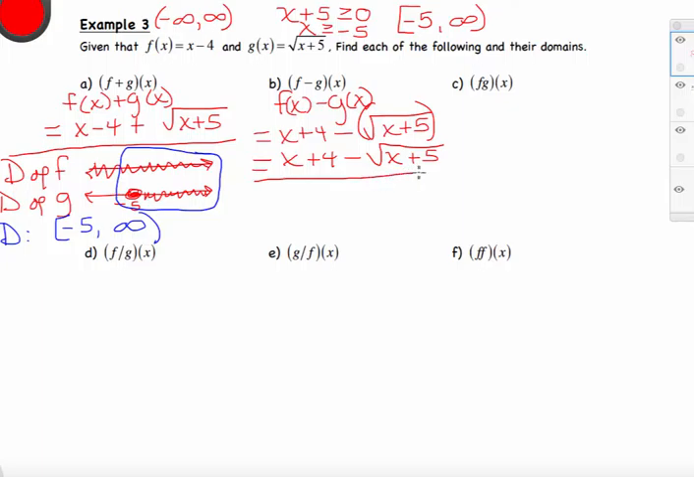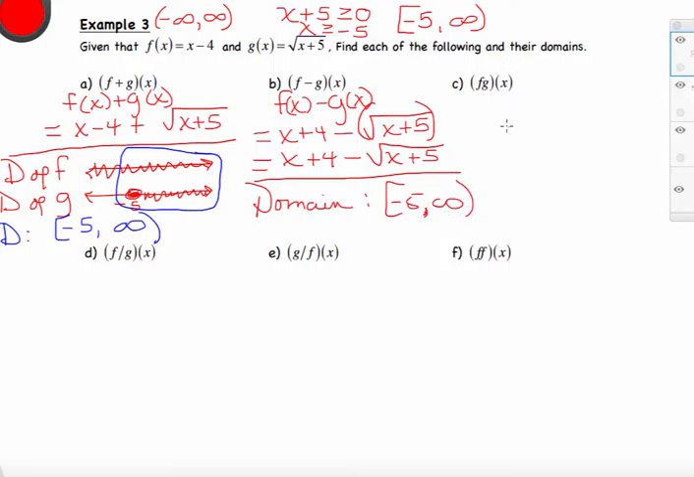and that's that. And the domain is, once again, the intersection or overlap of f and g, and we already found that for f plus g of x. You don't have to find it again. We're just going to copy it over, and the domain of f minus g is negative 5 to infinity, including negative 5.